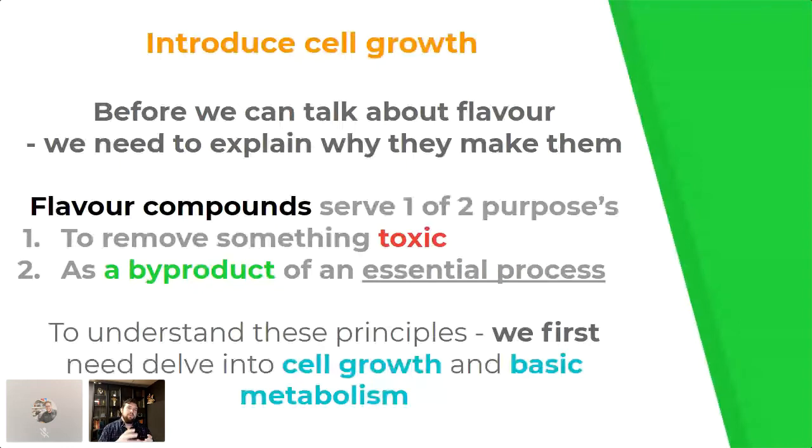Now, when it comes to flavor compound function, we're talking about why the yeast cells produce it, not what flavor compounds we get. They have one of 2 main purposes. Either first, to remove something toxic, which we'll talk about heavily today, or secondly, they are a byproduct of some sort of essential process. They are the offcuts, if you're trying to do any sort of construction. They are the things that are just produced as you are trying to construct something that is required. Now, in order for us to understand where all these offcuts are being produced or where these toxic compounds can come up, we have to look at cell growth and basic metabolism, which is where we're going to be starting our lecture today.